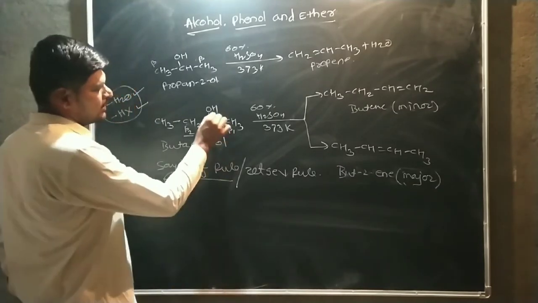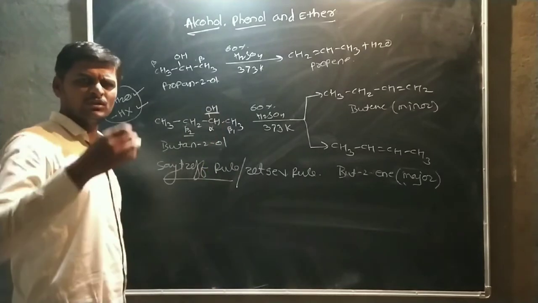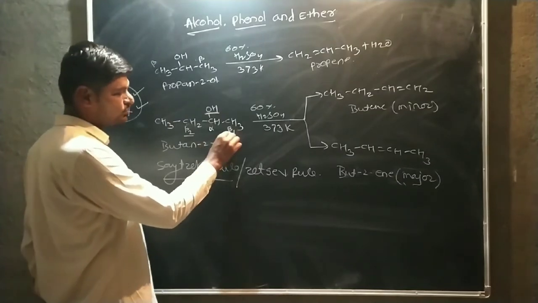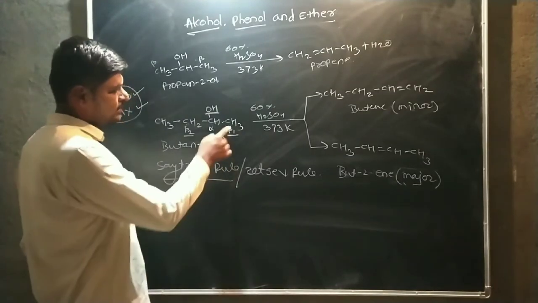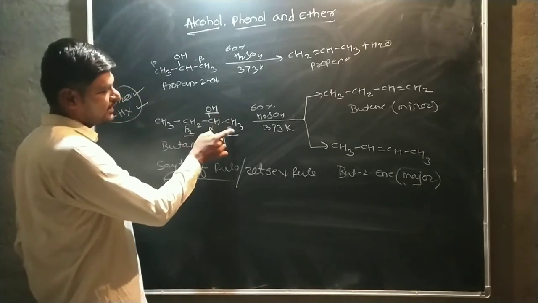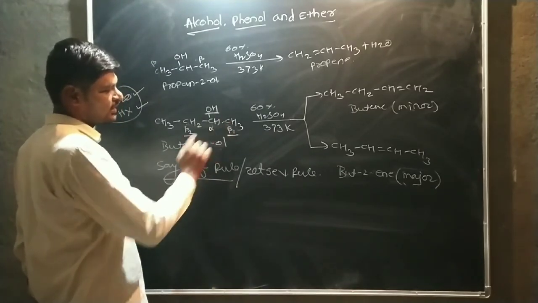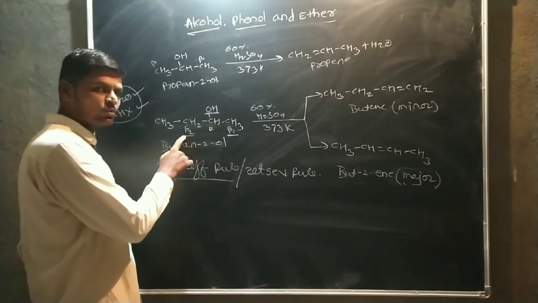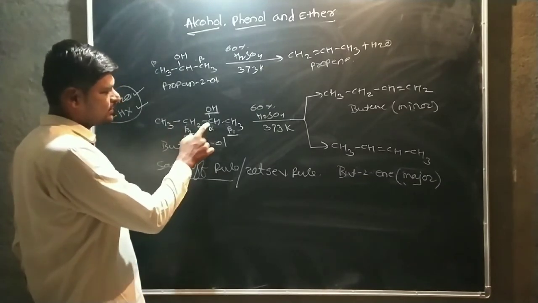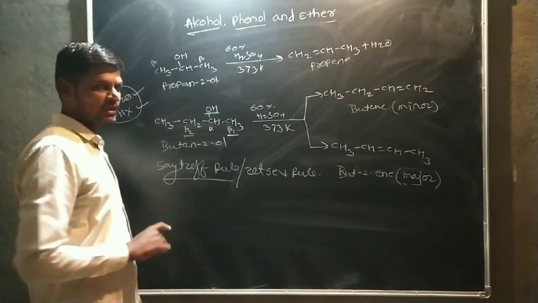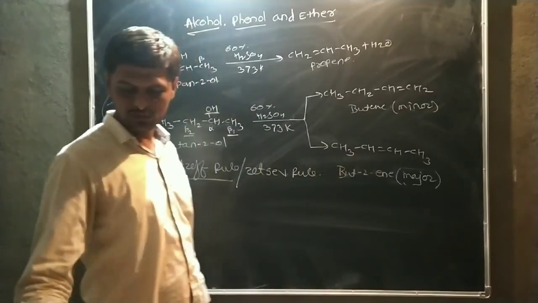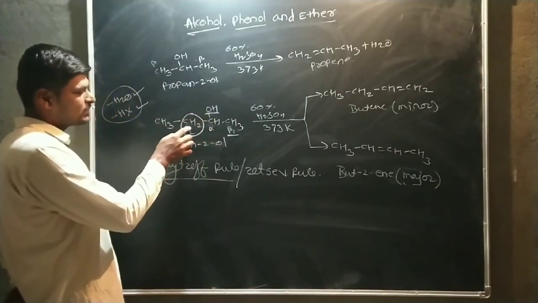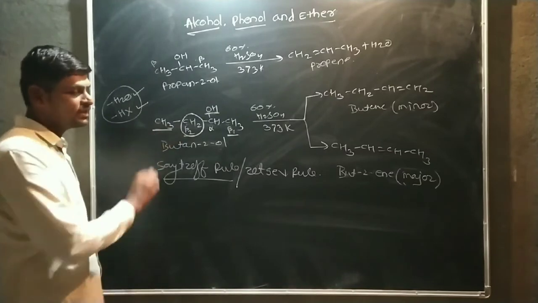That means the hydroxyl group is eliminated with an H plus ion. The hydroxyl group and a beta hydrogen from the beta 1 carbon atom are eliminated, so the double bond is formed between the alpha and beta 1 carbon atoms. Secondly, the double bond can be formed between the alpha and beta 2 carbon atoms. Out of these, the double bond formed between alpha and beta 2 carbon is the major product.